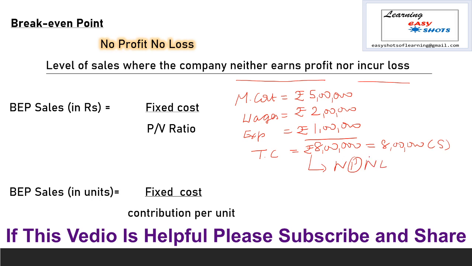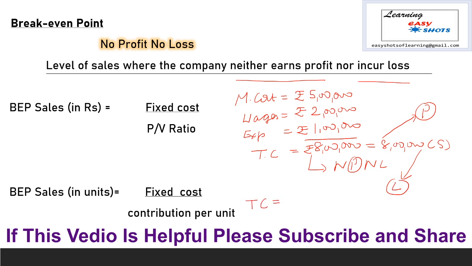It means break-even point is that level of sales where the company's total cost and total sales are equal. If the company's actual sales is more than 8 lakh rupees, the company starts earning profit, and if the actual sales is less than 8 lakh rupees, the company starts incurring loss. So at this level, the company's total cost is equal to its sales.